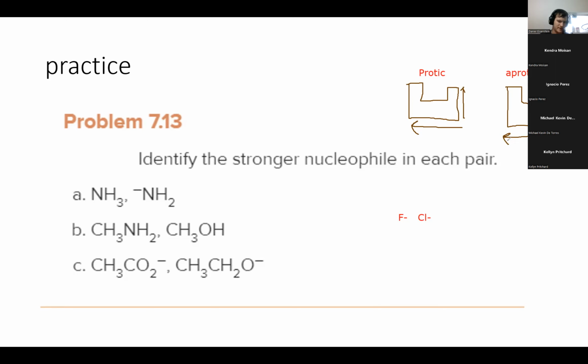Yep. And guys, in general, if you're not given a solvent, assume it's aprotic. Just as a rule of thumb.